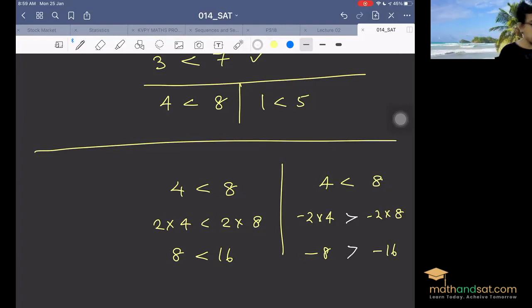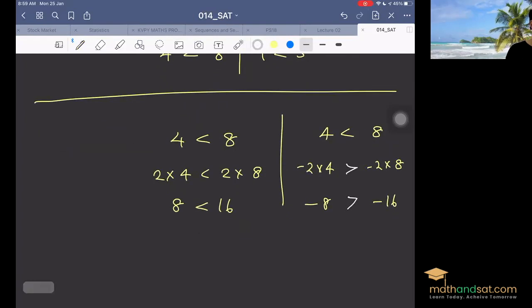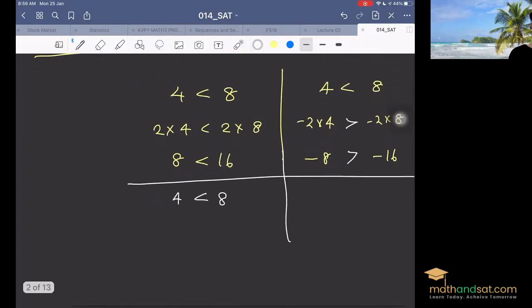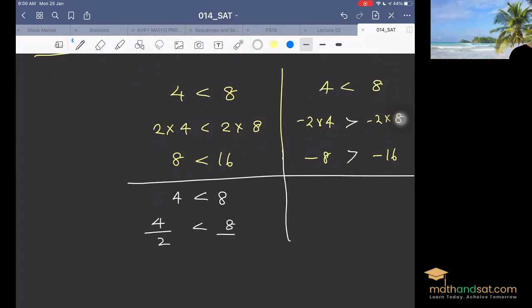Now let's see the division as well. In one case we were multiplying with 2, and in the other case with minus 2. Now let's try to divide the entire expression by 2 and minus 2 respectively. I'll just take 2-3 minutes, then we'll wind up. Just listen carefully. If I had 4 less than 8 and divide by 2, that is fine: 2 less than 4, nothing wrong here.